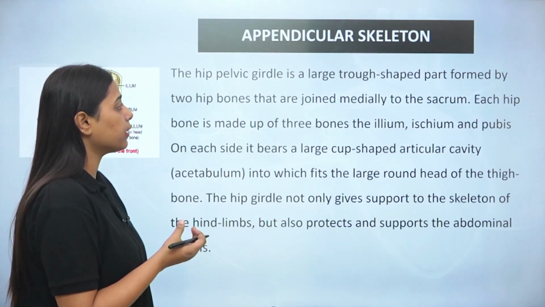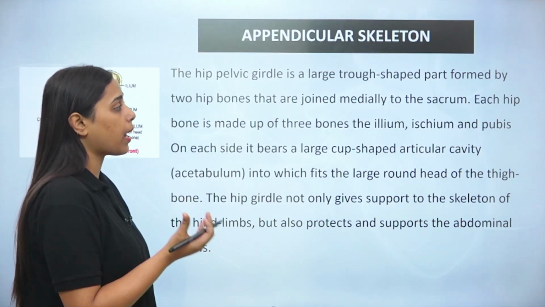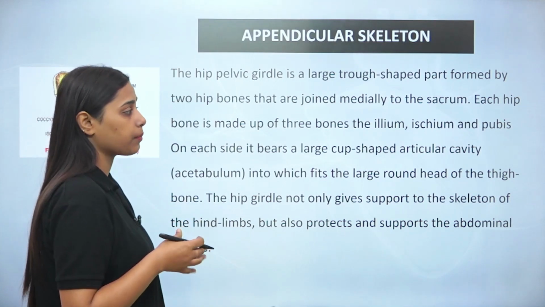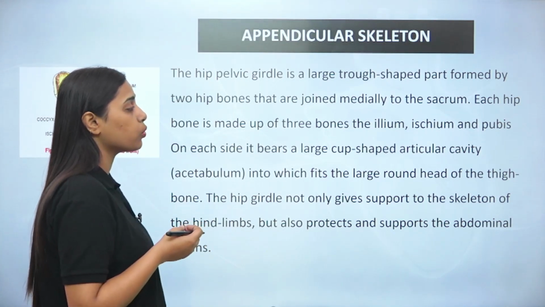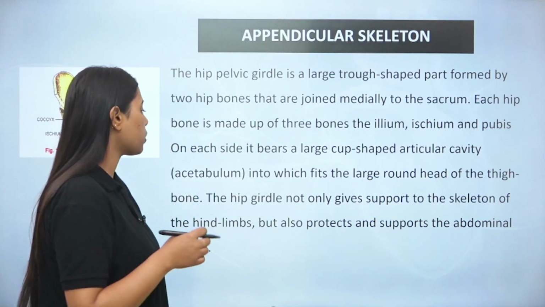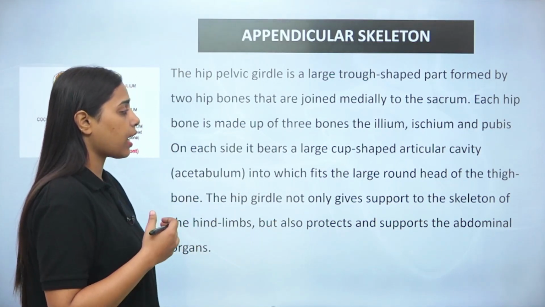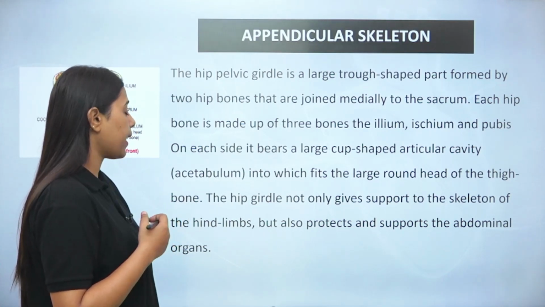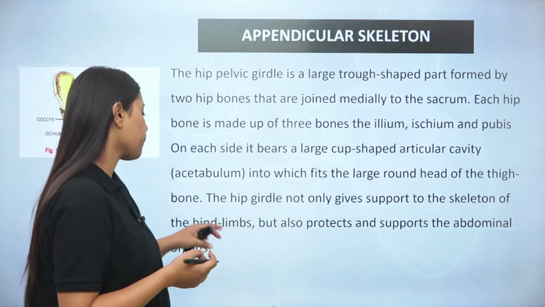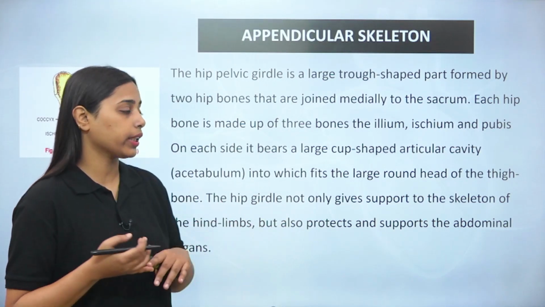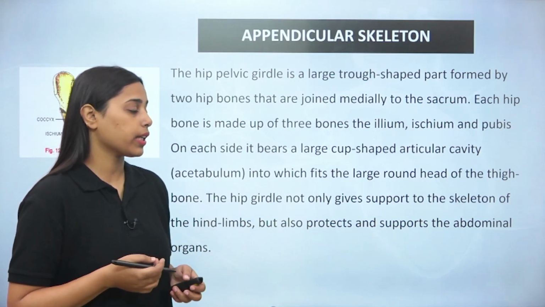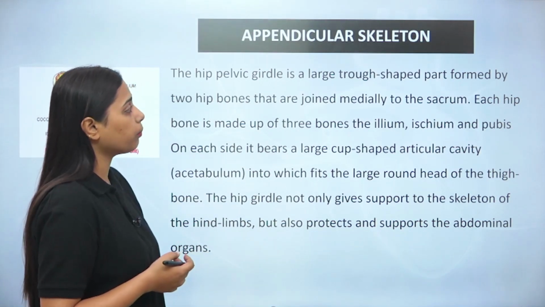The hip or pelvic girdle is a large trough-shaped part formed by two hip bones which are joined medially to the sacrum. Each hip bone is made up of three bones, the ilium, ischium and pubis, and these are the bones present in the hip region. On each side it bears a large cup-shaped articular cavity, the acetabulum, into which fits the large round head of the thigh bone. So the hip girdle not only gives support to the skeleton of the hind limbs but also supports the abdominal organs.